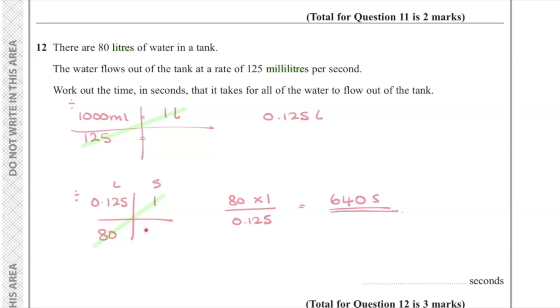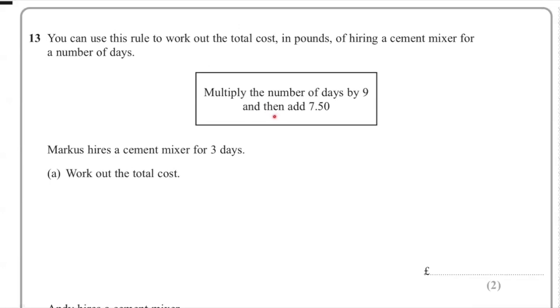This helps us structure the numbers in a way that we know what to do with them. Then we do the maths, but do show it. Don't just tap it in your calculator. The examiner wants to see this. It's part of your method mark. Okay, we got a rule, which is to multiply the number of days by 9 and then add £7.50.